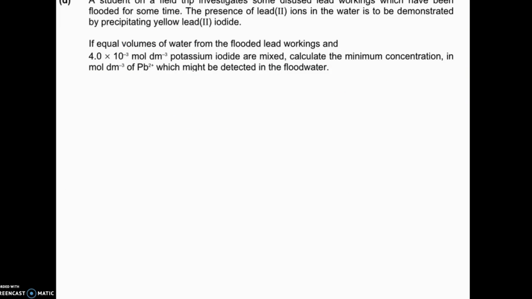Next, part D, we have water from disused lead workings which have been flooded, and we want to investigate the presence of lead-2 ions in the water by precipitating yellow lead-2 iodide. So if equal volumes of water from the flooded lead workings and this concentration of aqueous potassium iodide are mixed, calculate the minimum concentration in mole per dm cube of lead ions which is detected in the flood water.